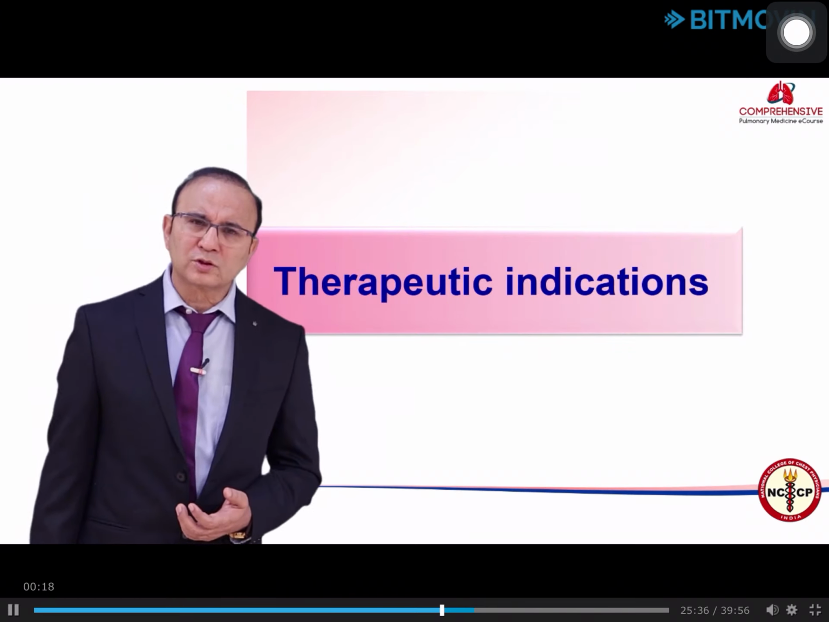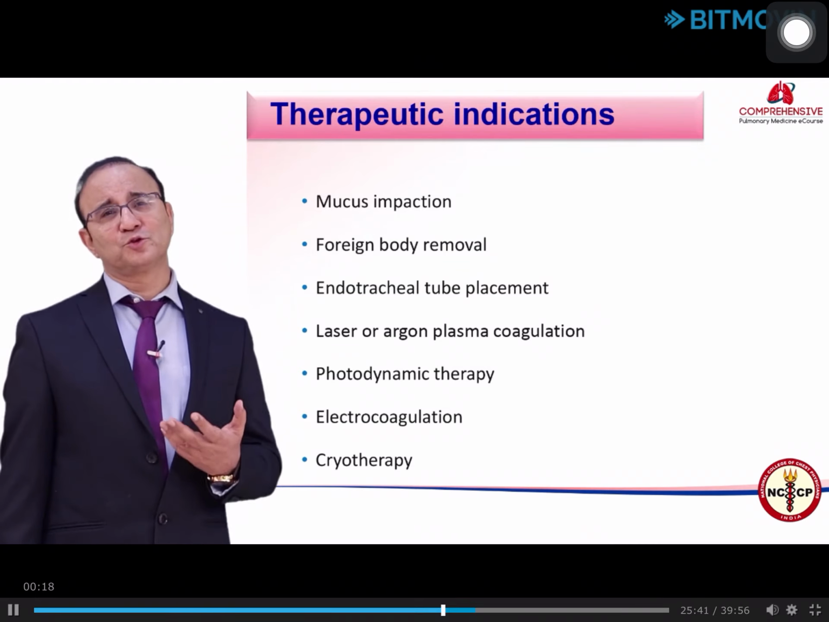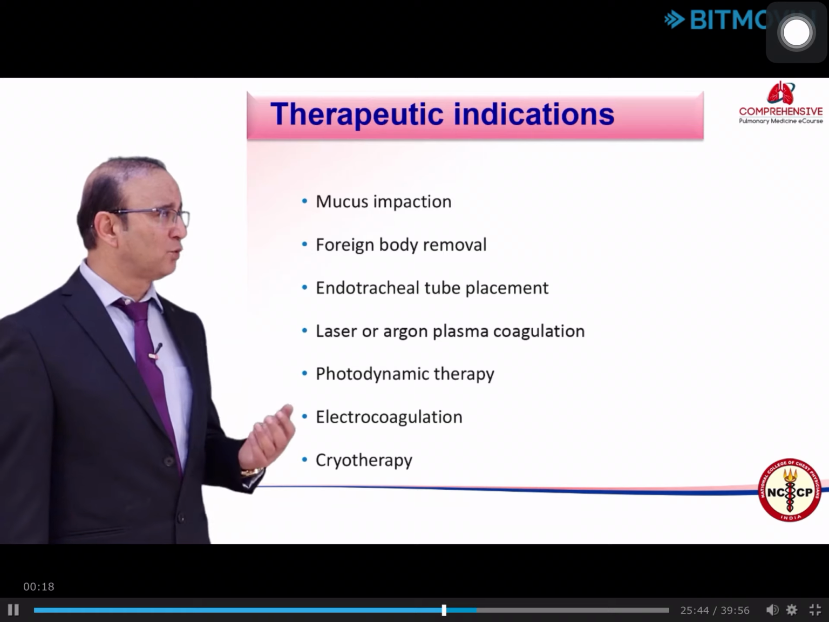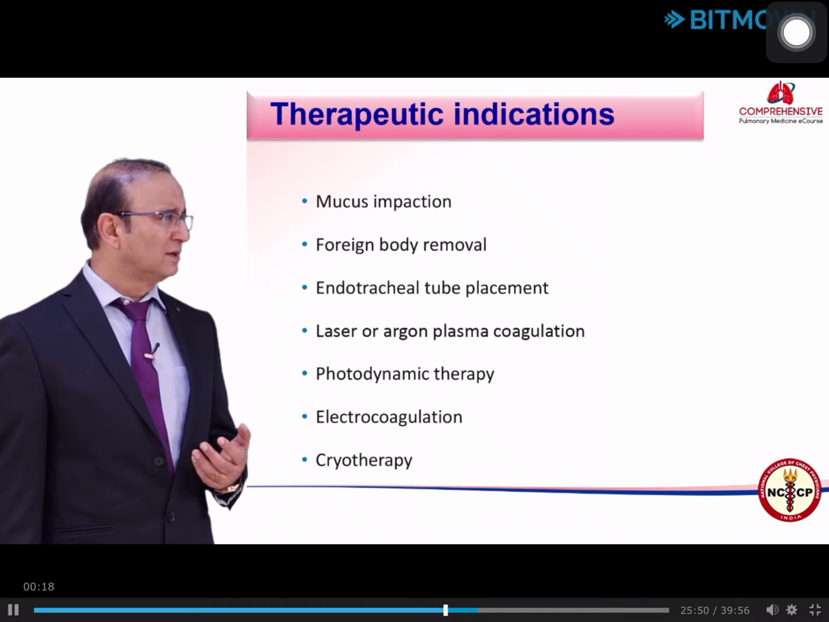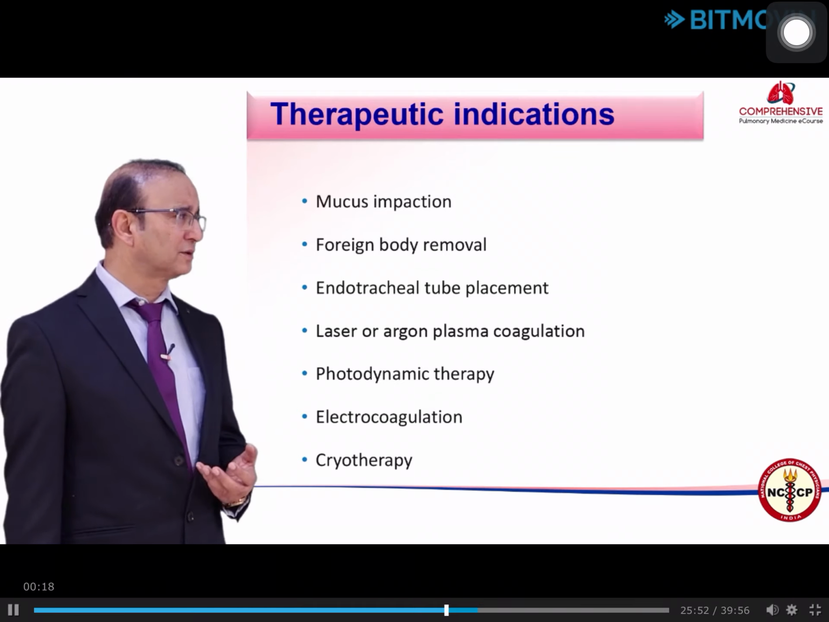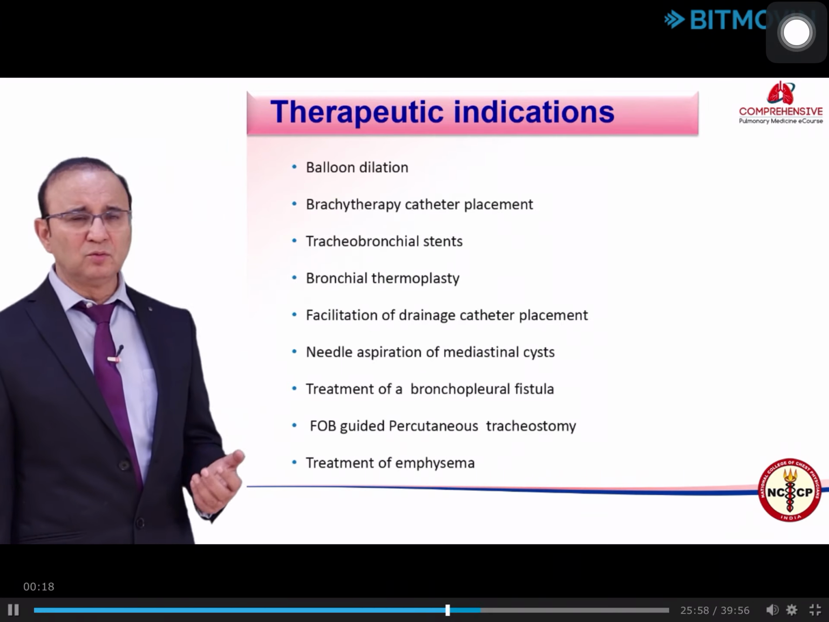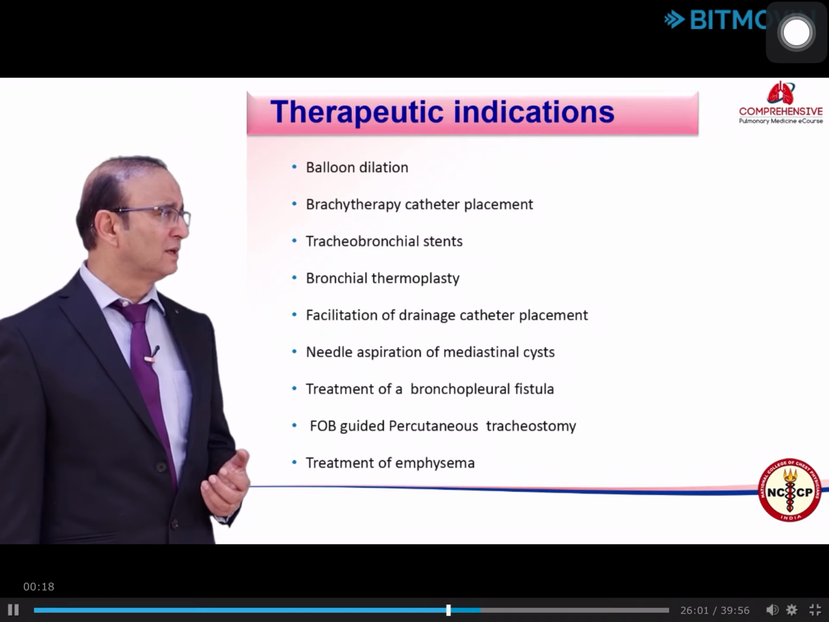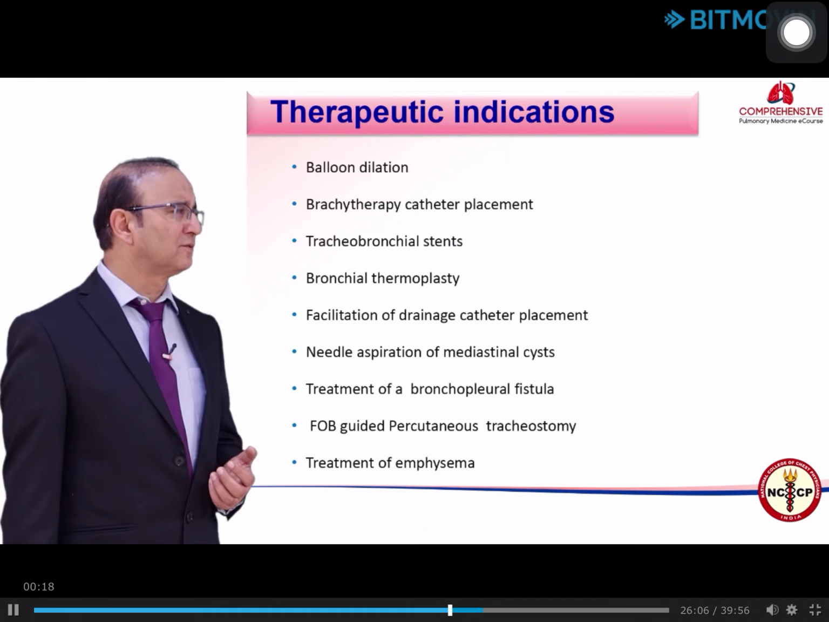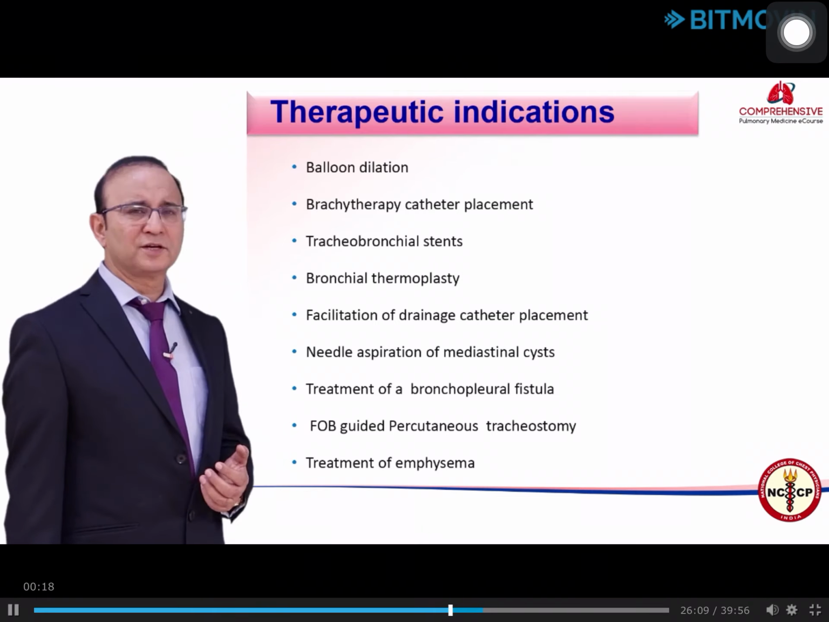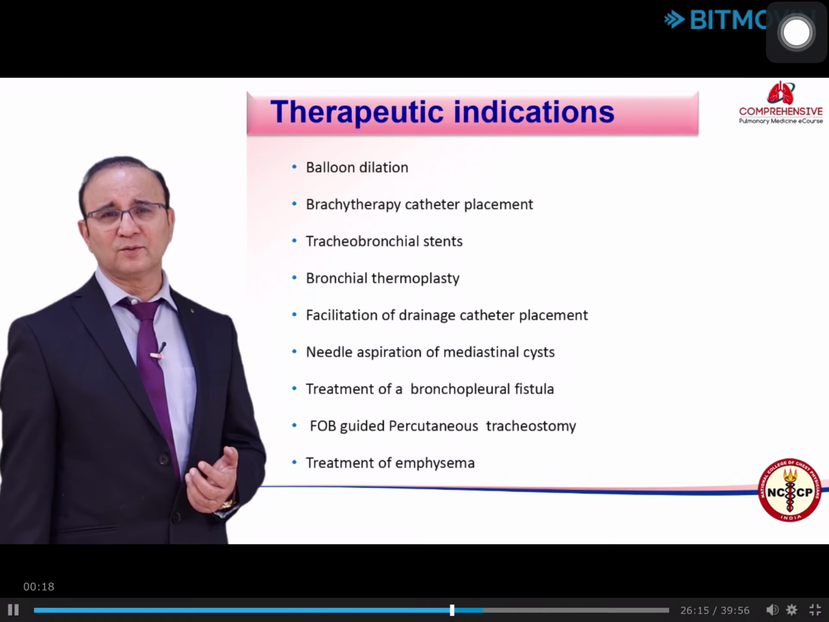Then bronchoscopy also has therapeutic indications, and there is a large variety of things which you can really do with the bronchoscope. Mucus impaction, foreign body removal, endotracheal tube placement, laser or argon plasma coagulation, photodynamic therapy, electrocoagulation, cryotherapy, balloon dilatation, brachytherapy catheter, tracheobronchial stent, bronchial thermoplasty, facilitation of drainage catheter placement, needle aspiration of mediastinal cyst, treatment of bronchopleural fistula, FOB-guided percutaneous tracheostomy.